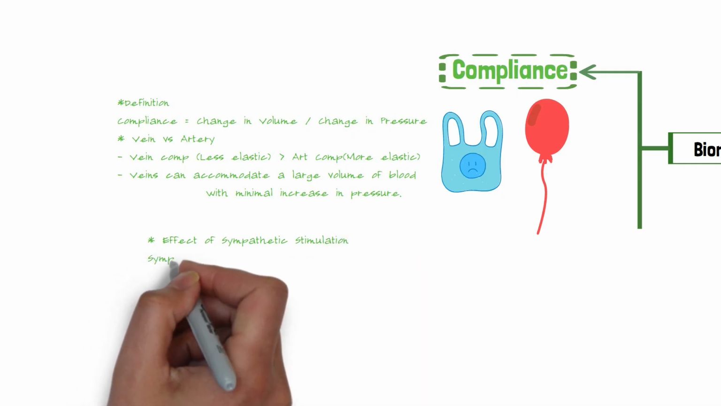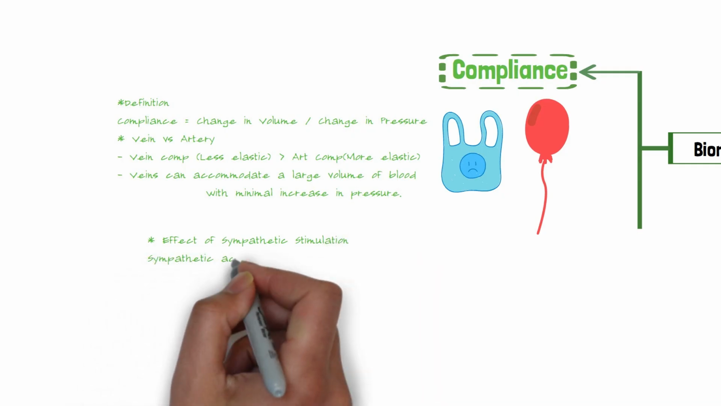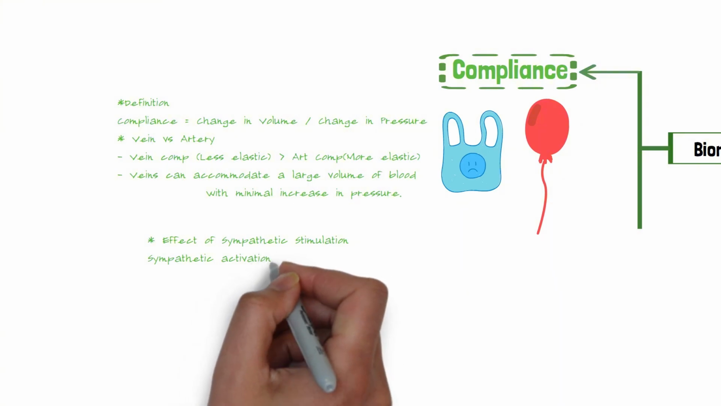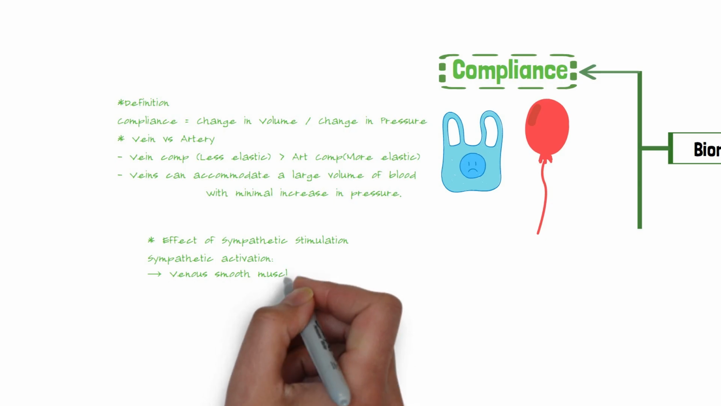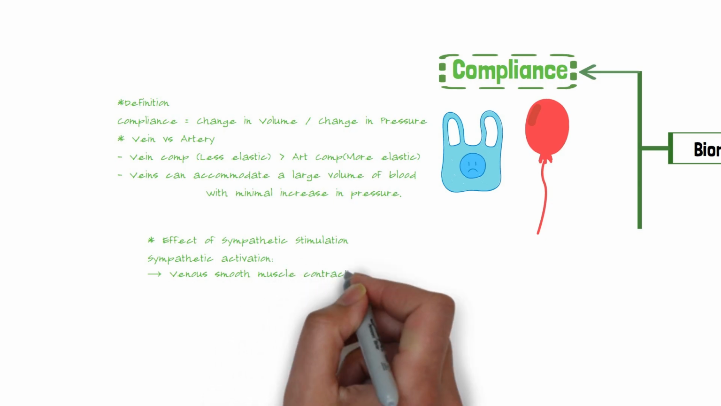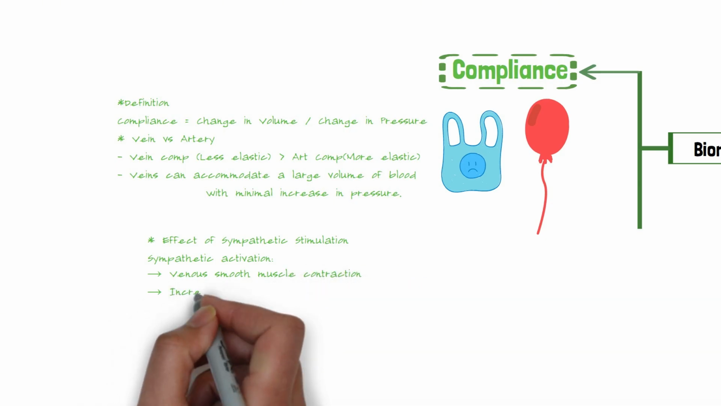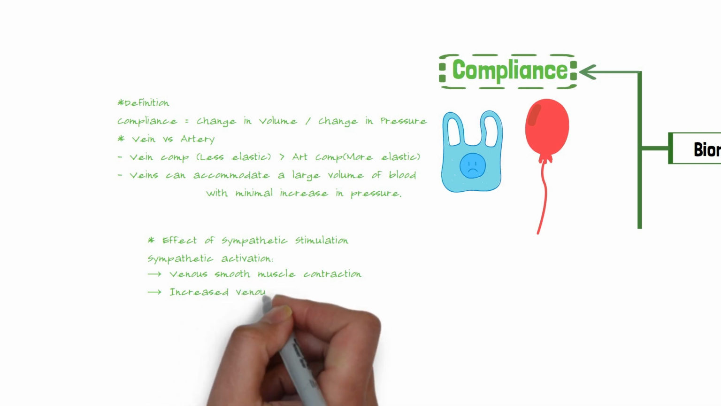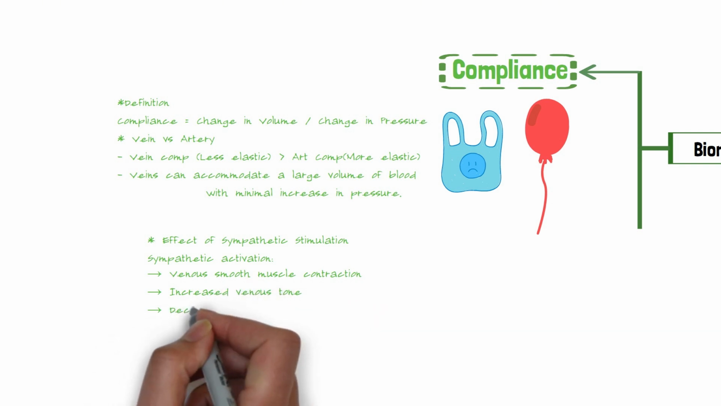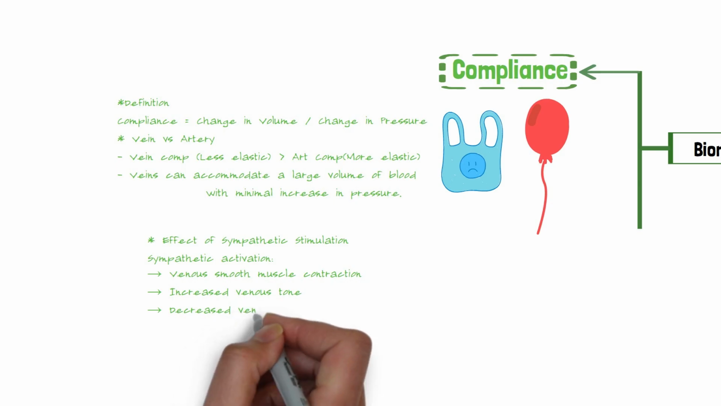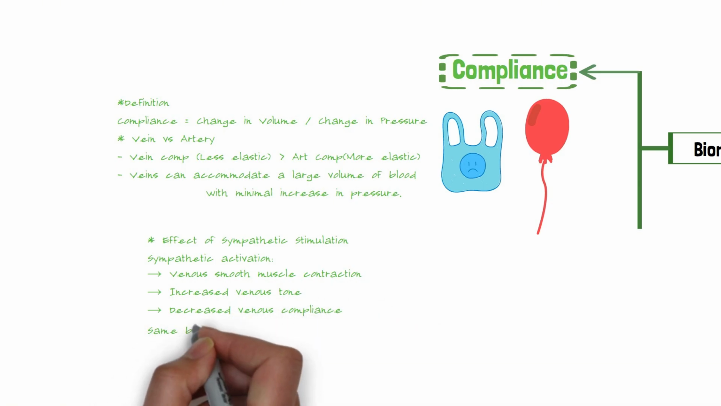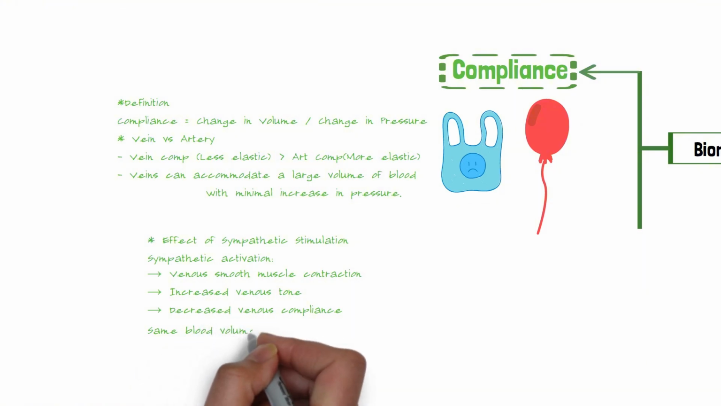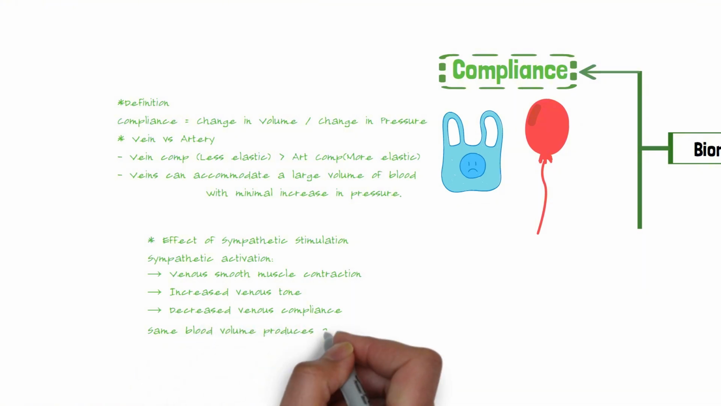However, the compliance of the vein is not fixed, and it is changed by the sympathetic stimulation. So when sympathetic activity increases, the smooth muscles of the vein contract, resulting in venoconstriction and increasing the venous tone. So the vein becomes less distensible and the compliance decreases. So sympathetic increase, the compliance decreases. Remember this. And let's see the diagram to understand this more.